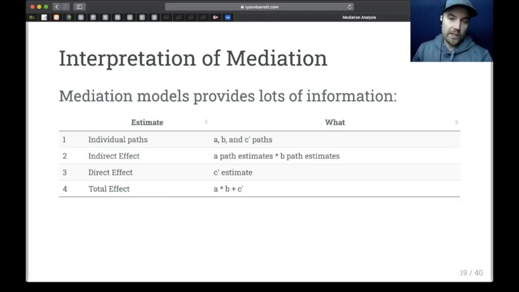So the individual paths are just the A, B, and C prime. Those are just like what we've done with regression. The indirect effect is the A path times the B path. And from there, the interpretation is a lot like regression. It's saying X has this effect, whatever A times B is, through M. So we'll highlight that better in just a moment. The direct effect is the C prime, and then the total effect is the indirect plus the direct effect.